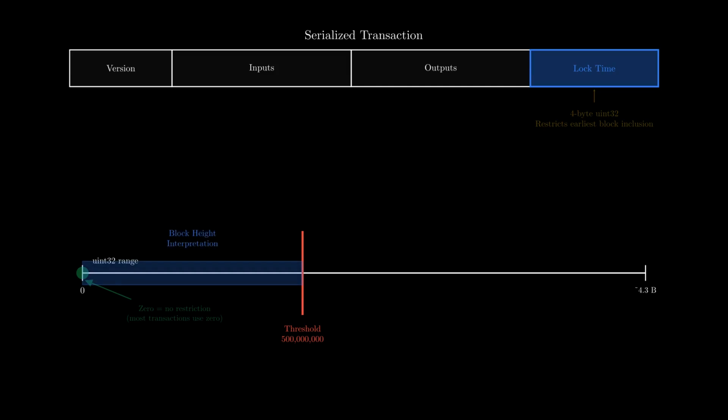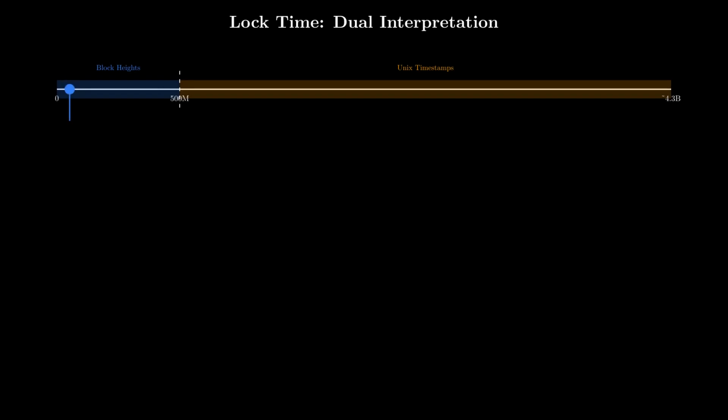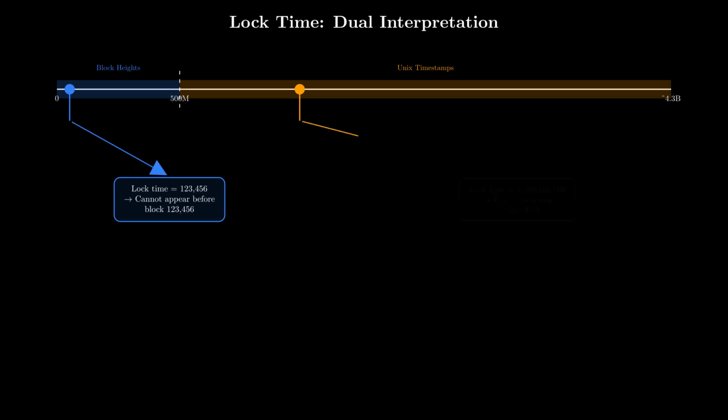Below that threshold, the network reads the value as a block height. At or above 500 million, it's interpreted as epoch time, seconds since January 1st, 1970. Here's the dual interpretation in practice. A lock time of 123,456 means this transaction cannot appear before block 123,456. A lock time of 1.7 billion falls in the epoch time zone. A Unix timestamp, roughly November 2023.